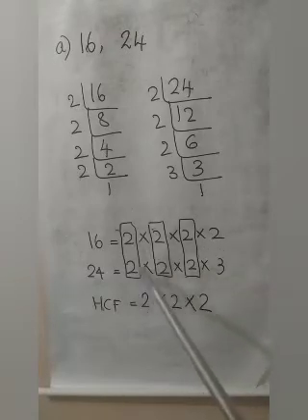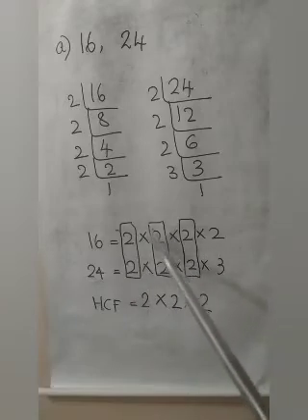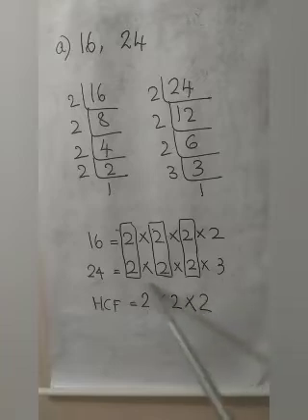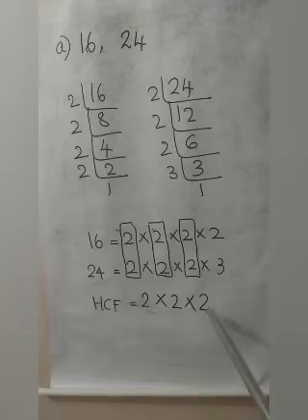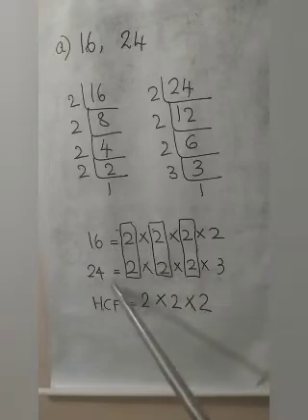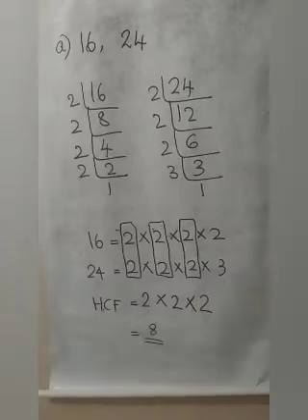Here we have 3 2's common. This is one set of 2, this is one set of 2, this is one set of 2. So, what is common we have written in HCF. Now, anything else is not common. So, only this much is HCF. So, what is the answer? 2 into 2, 4, 4 into 2, 8. So, what is the HCF of 16 and 24? HCF of 16 and 24 is 8.